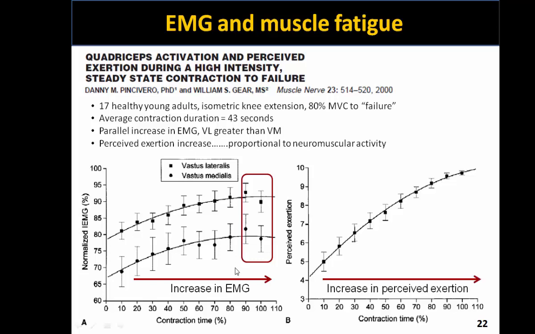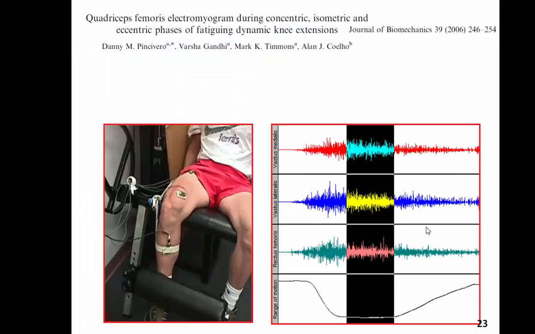On the right-hand side, we see that there was a progressive increase in the reported perceived exertion of the research participants that followed a fairly similar pattern. There was a rapid increase followed by a relative plateau, suggesting to us that there is a link between the activation patterns in our muscles and how people subjectively perceive those types of contractions.